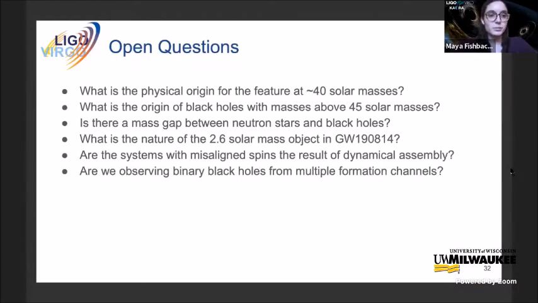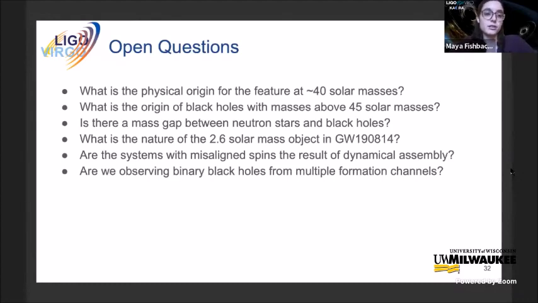We know it's not a sharp cutoff, but there's still something there. Is that pair instability? What is causing that? And then what's the origin of black holes with masses above 45 solar masses? If the feature at around 40 solar masses is the imprint of pair instability, is there a subpopulation that's contaminating the gap? Is pair instability just not a sharp cutoff? What's going on with those high masses?